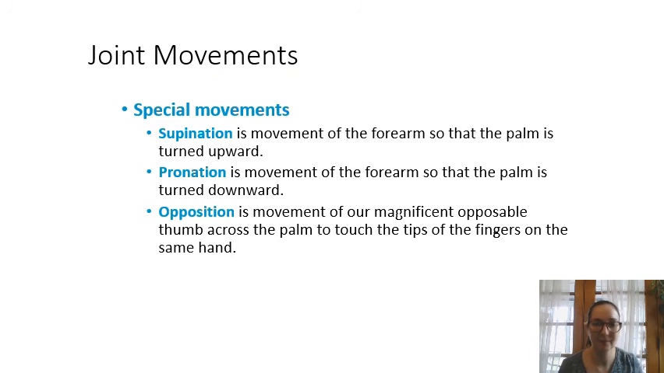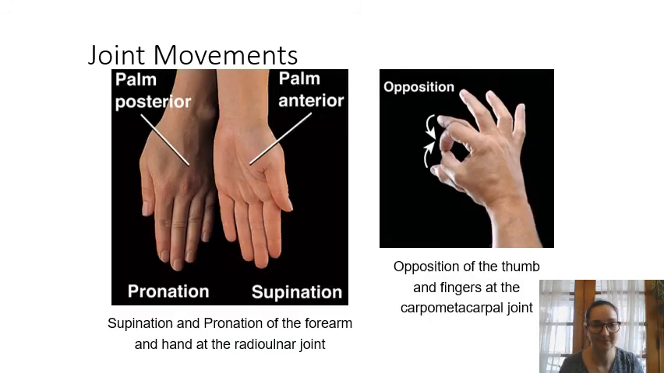Okay, a few more special movements here. Supination is moving the palm upward. Pronation is moving the palm downward. So supine, prone. And then opposition, this one usually just refers to the thumb. The fact that my thumb can do this and reach across my hand makes it opposable. So that's opposition of the thumb. All right, so there's pronation and supination, and then opposition.